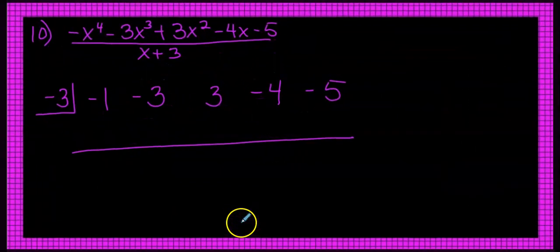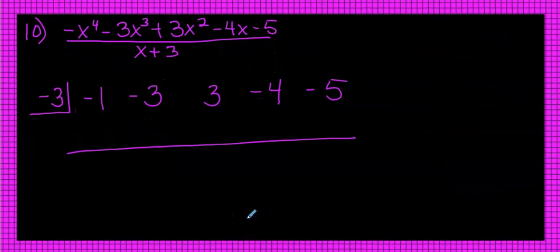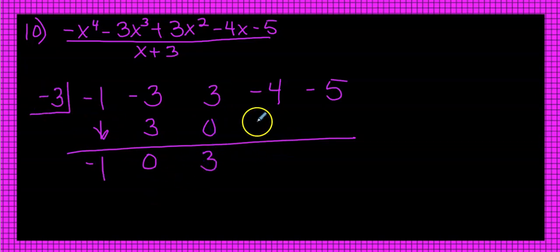This is what number 10 looks like when you get your root and your coefficients. I got this really crooked line here that bothers me, but we're going to go with it. Okay, bring down your -1. Start multiplying. -3 times -1 is 3. Combine those, you get 0. -3 times 0 is 0. Combine here, you get 3. -3 times 3, -9. Combine, and that is -13.